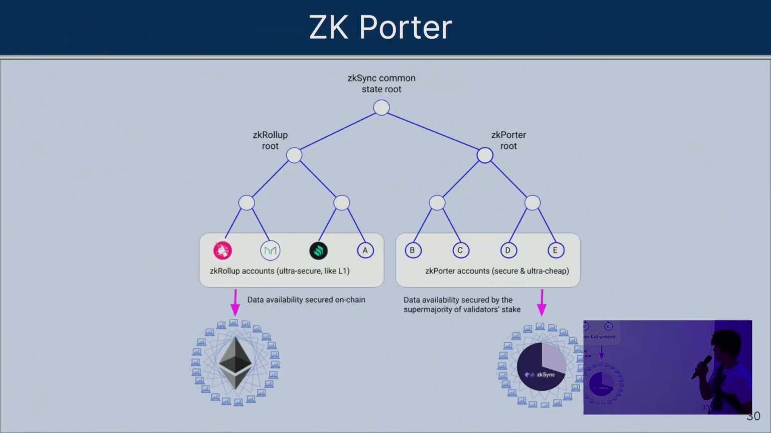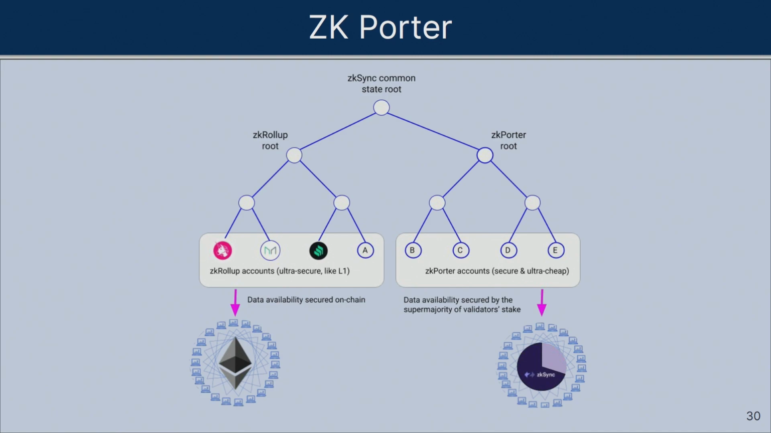So this is the zk Porter. The zk Porter consists of two shards: the rollup shard, which posts all state diffs to L1, and there's also a zk Porter shard. In the zk Porter shard, state diffs are sent either to an external DA layer or to the validators of the zk Porter. And this is a great solution, as users who need security can use the rollup shard, and users that need cheap transactions can use the porter shard.